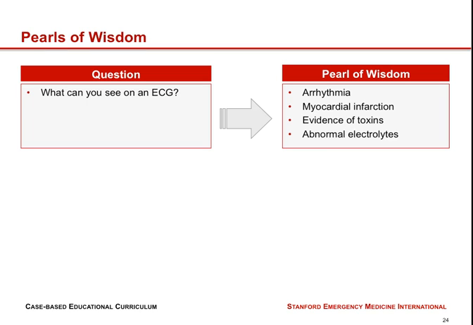Now let's talk about some pearls of wisdom. What can you see on an ECG? This is a little bit of a review and some new stuff as well. Arrhythmia, myocardial infarction. You may also sometimes see evidence of toxins or abnormal electrolytes, as they can change the way that the heart rhythms occur.